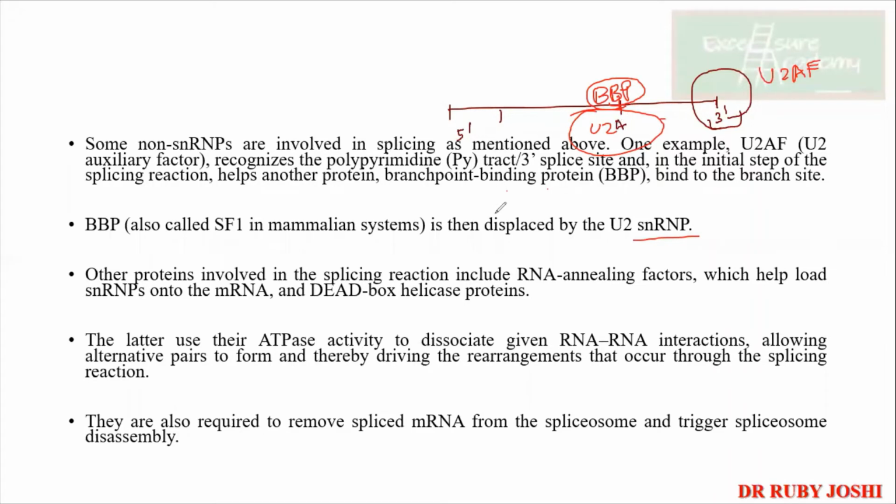Other proteins which are involved in splicing reactions include RNA annealing factors, which help load the snRNPs onto the mRNA, and the other DEAD-box helicase proteins. All these DEAD-box helicase proteins have ATPase activity, because as we know, when the RNA interaction is happening, interactions are formed there too. So later I need to break this interaction so that the spliced RNA can be separated. For that we need DEAD-box helicase proteins.